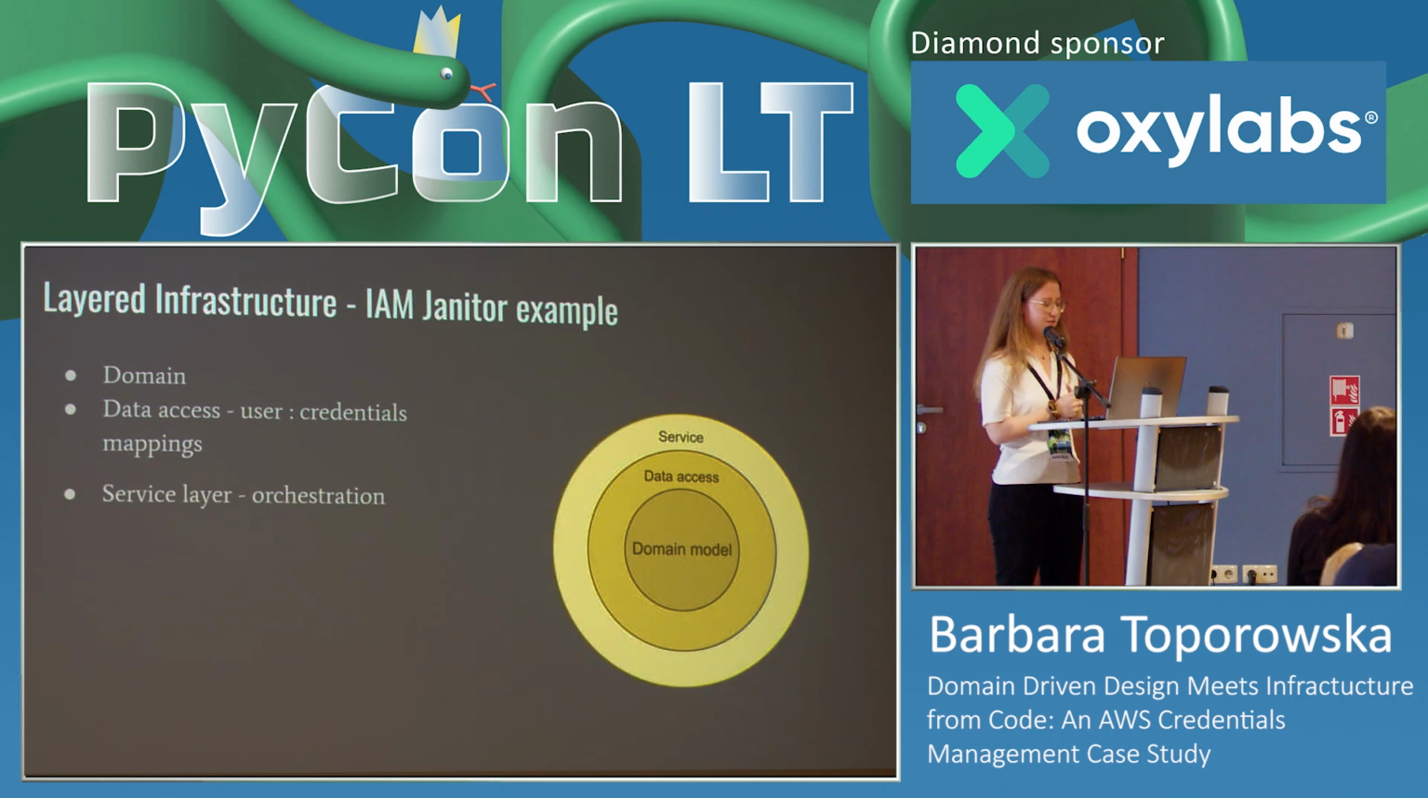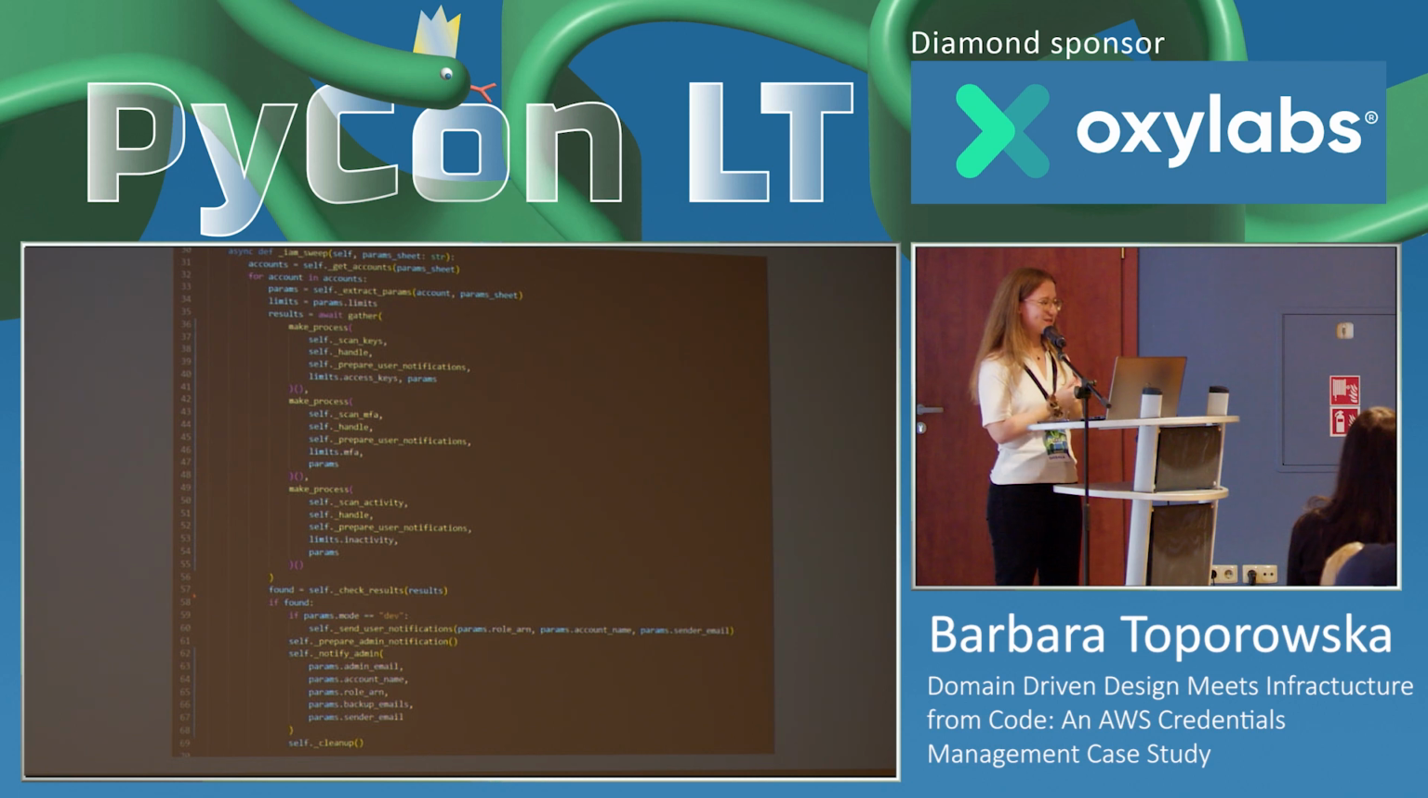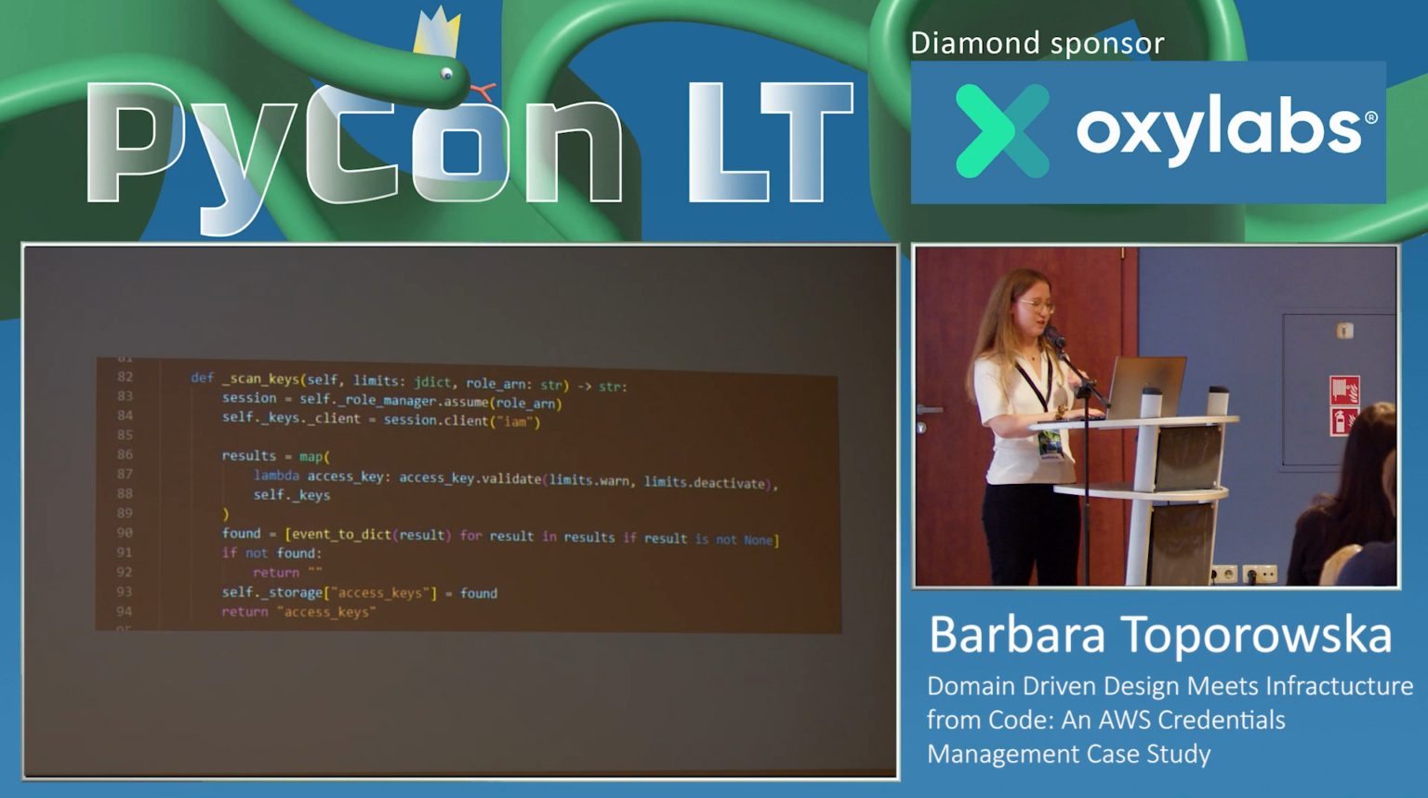Next, we have an orchestration layer, which is responsible for managing the whole workflow. So here we get the list of accounts to scan, a list of parameters, and we also parallelize scans for different types of credentials because they don't interfere with one another, so why not? And this layer also holds the details of each step.